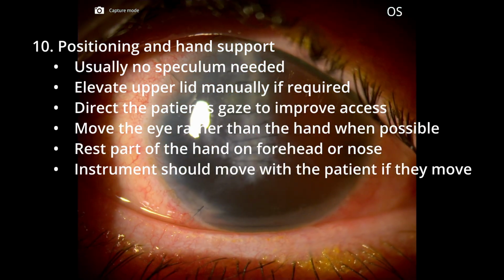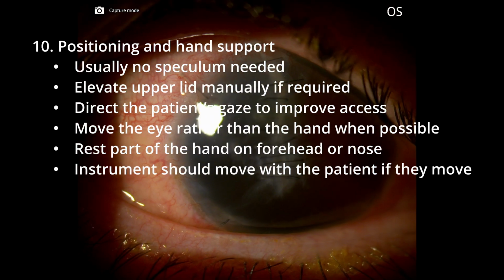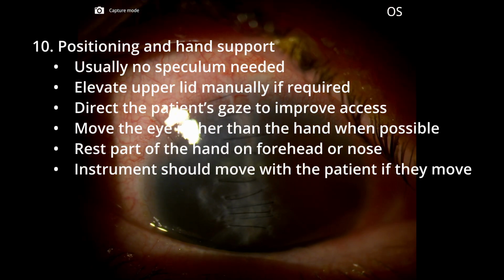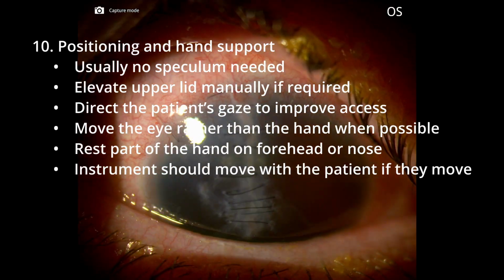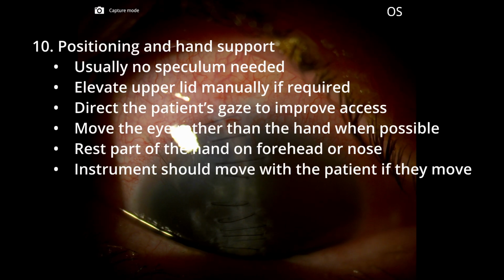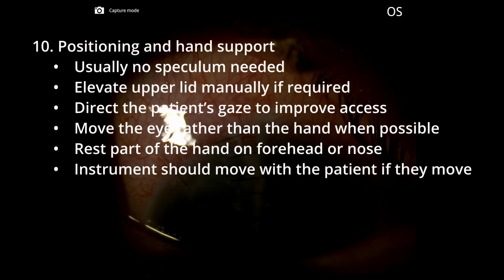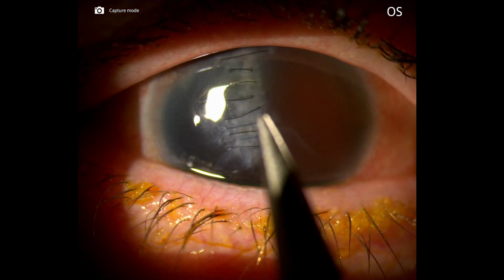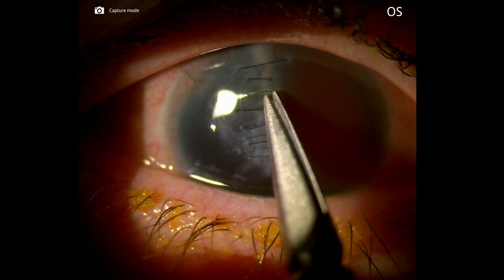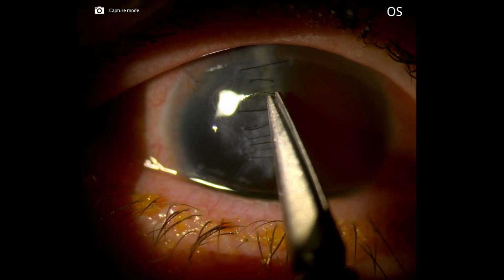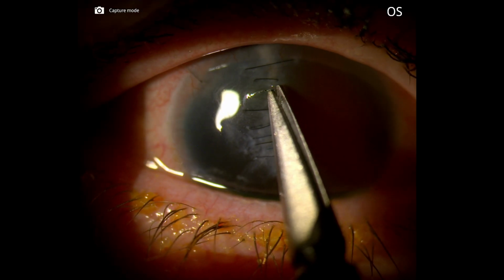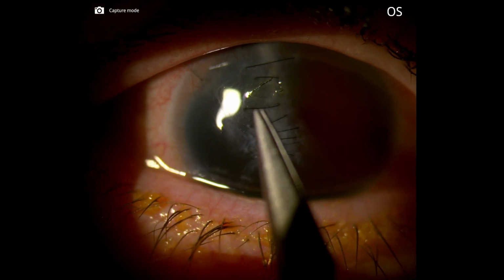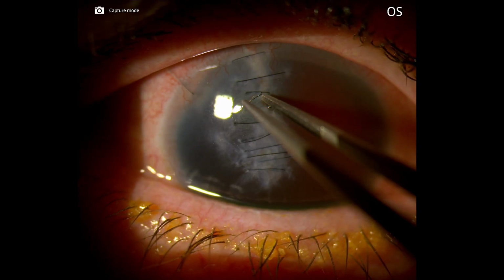Always rest part of your hand, often the little finger, on a stable part of the patient's face, such as the bridge of the nose or the forehead. If the patient moves, your hand and instrument then move with them. This is critical for safety. For a loose suture, one option is to divide it with Vannas scissors. If there is enough space, this is often an elegant technique because it avoids transmitting traction into the surrounding corneal stroma. Once the suture is divided, it can be removed with a brisk but controlled movement.